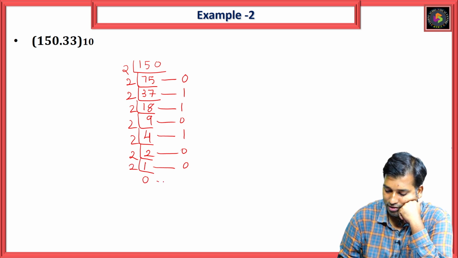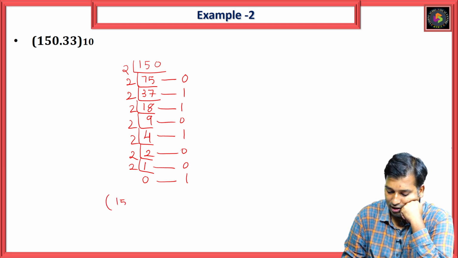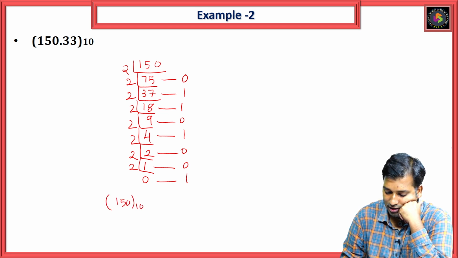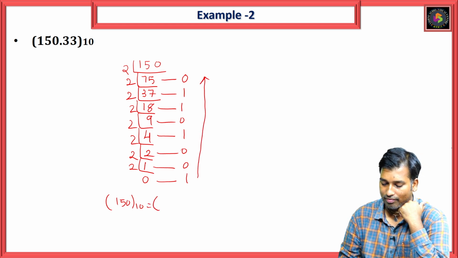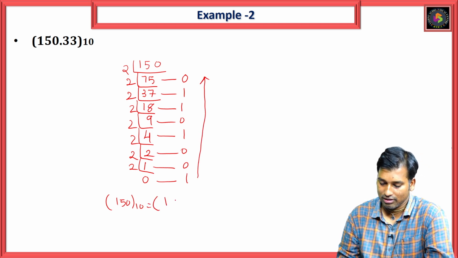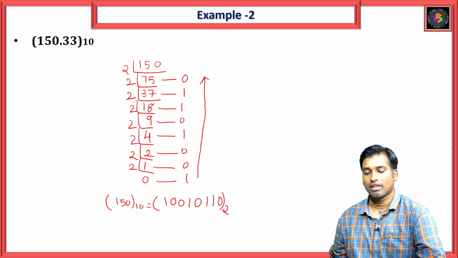2 0 times, remainder is 1. So the answer is: the decimal part 150 base 10 is nothing but we have to collect the remainders from the bottom. It is 10010110 base 2.